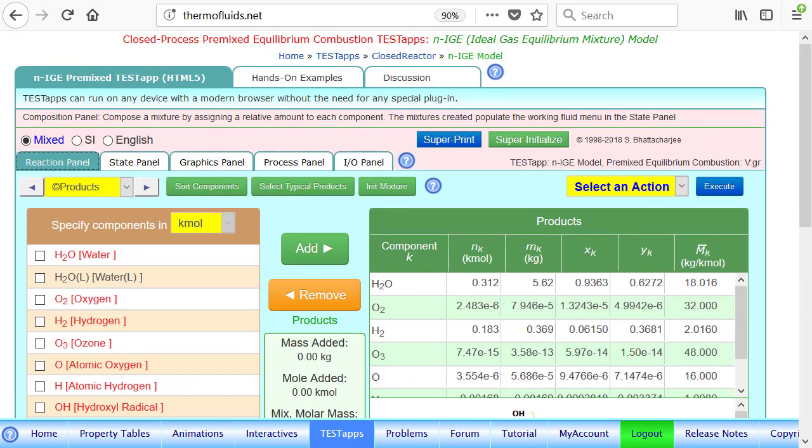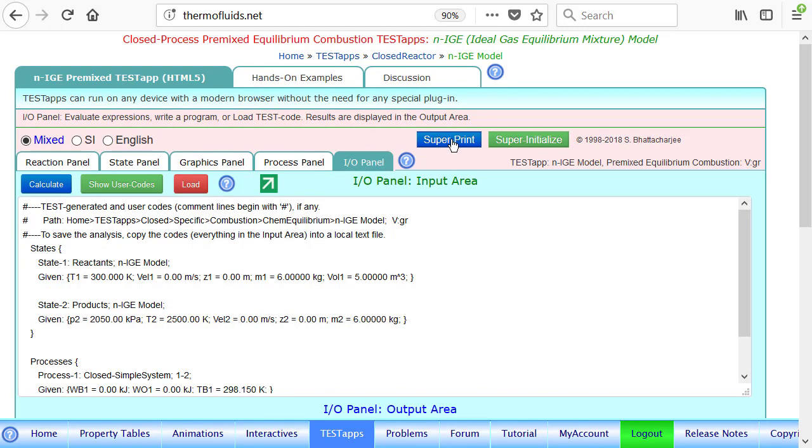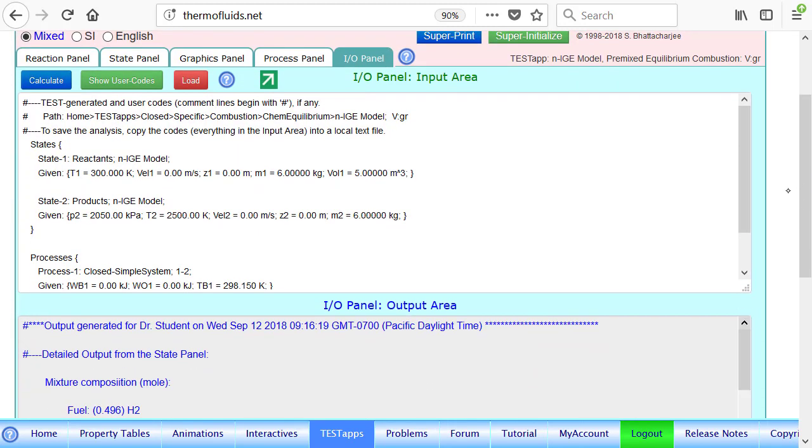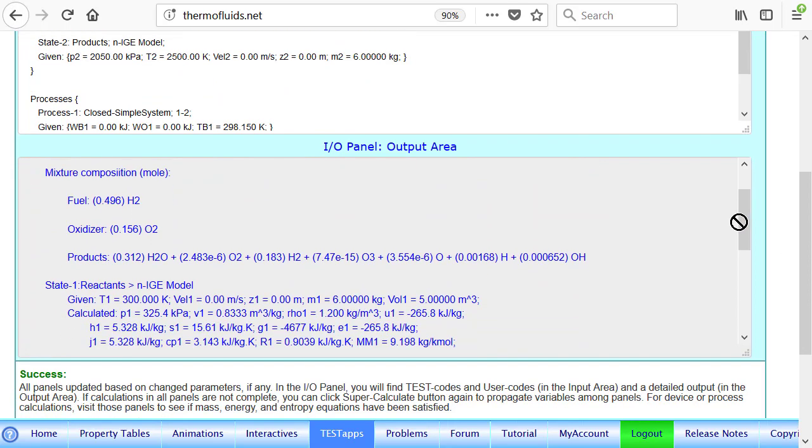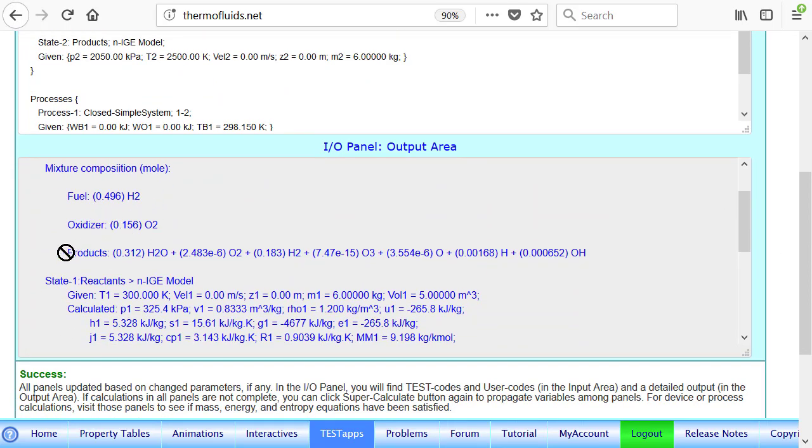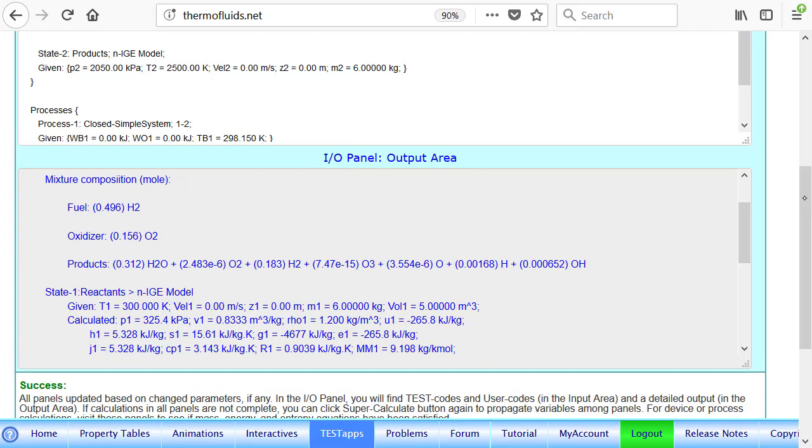A super calculate will produce a nice report, or super print rather. In the bottom, you'll find the reaction, the fuel, oxidizer, products, as well as the properties of the states.